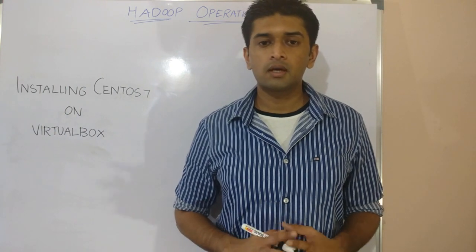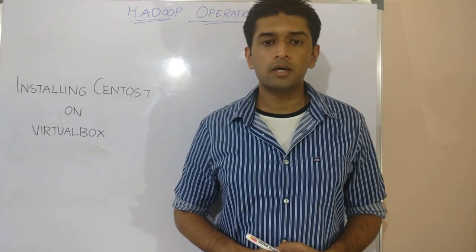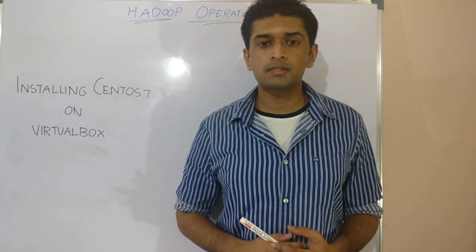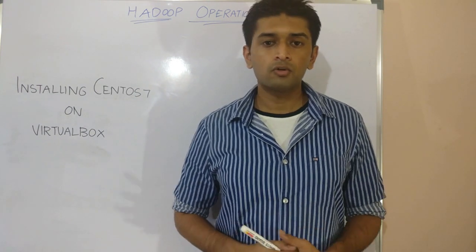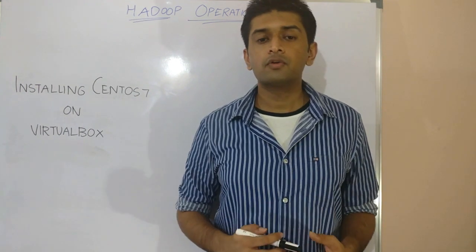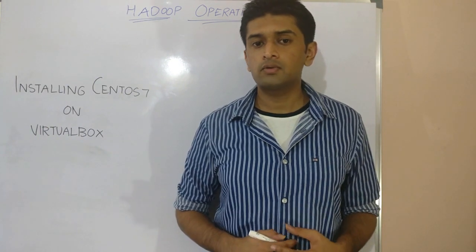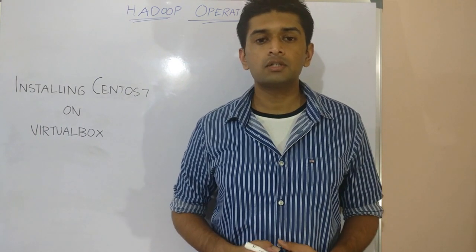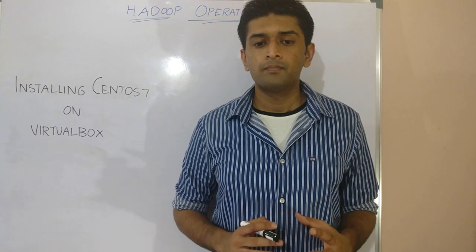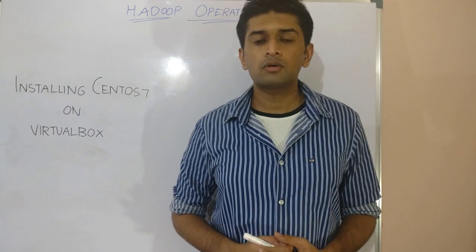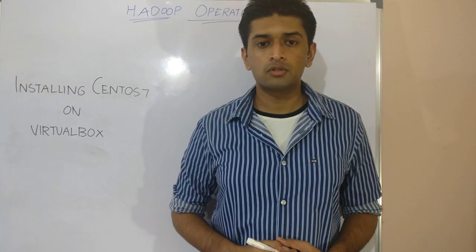My name is Karthik and in this video I'm going to show you how to install and set up a CentOS 7 Linux VM on your VirtualBox hypervisor. The first thing we are going to do is download the CentOS 7 ISO image from the official CentOS website. Before we do that, let us talk a little bit about the various distributions of Linux.